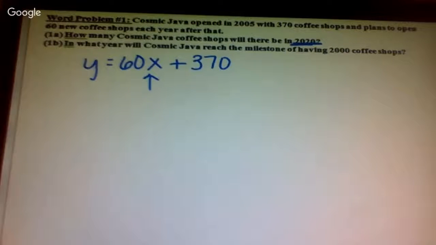The first thing we have to do is create our equation. Y equals. What's our pattern that they want happening? 60. We want 60 new shops each year. Plus 370, that's what I started with. Okay. I'm worried about how many coffee shops are in 2020. So what do I plug in for X then? You start in 2005. We're now in 2020. That's 15 years. So 60 times 15 plus 370.